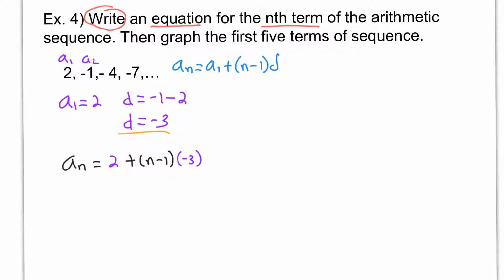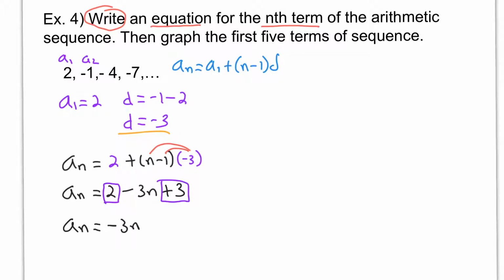So now I'm going to distribute. You guys multiply, and you have to be careful with the signs. I'm going to bring down the a sub n equals 2. We have a -3 times a positive n. That's going to be a -3n. And when you multiply a -3 times a -1, that's going to be a positive 3. You combine like terms, the positive 2 and the positive 3. Remember to always start with your variable. So we have -3n plus 5. So this right here is your equation for this sequence. a sub n equals -3n plus 5. That's the rule. That's the nth term.